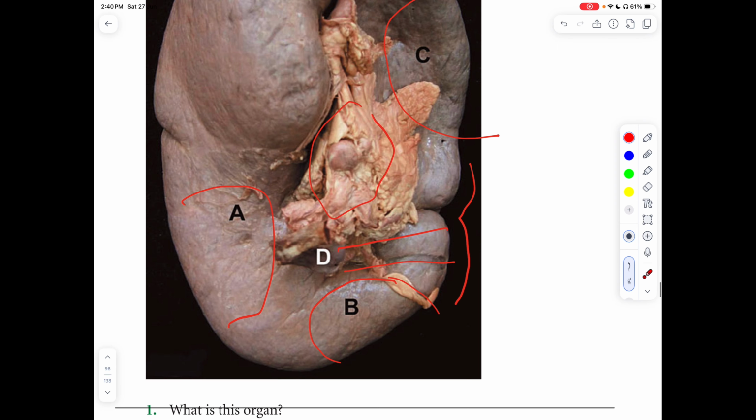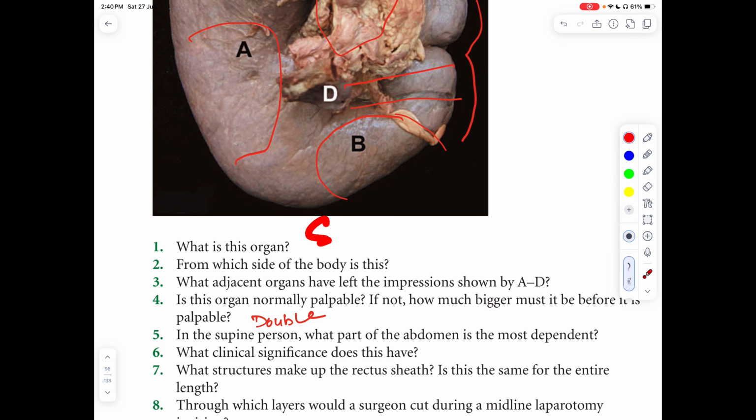What is the organ? This is the spleen. From which side of the body is this? Left side of the upper abdomen. What organs have a left impression, A to D? Which is the organ normally palpable? No, only once it becomes twice its size, double the size.